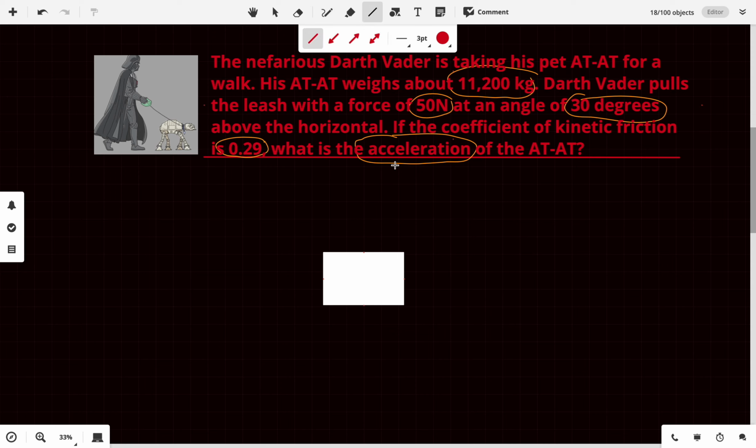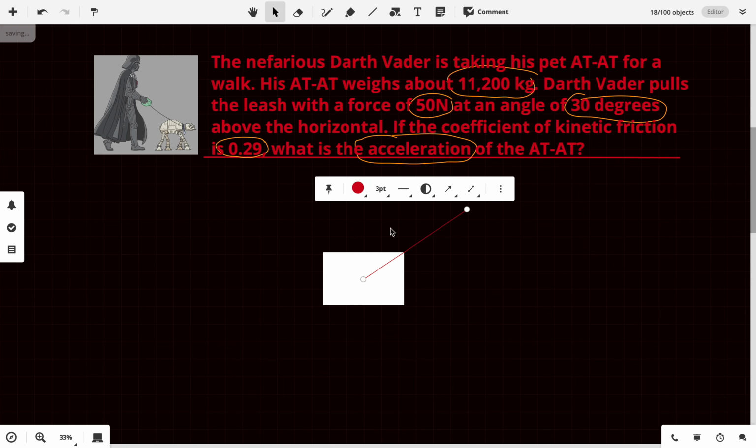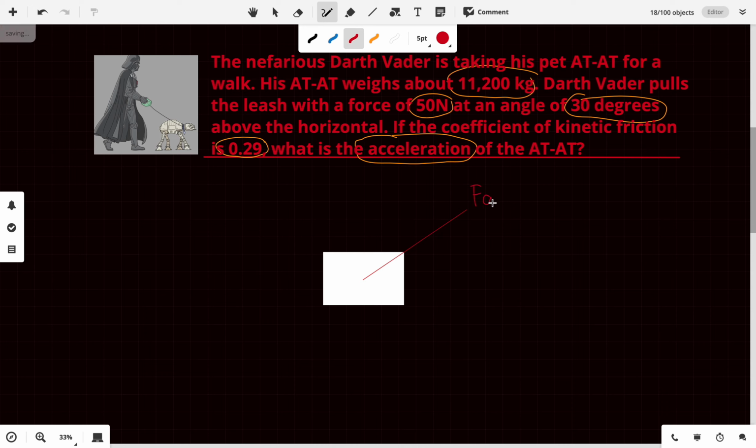The first force that we have is the applied force, which is at an angle. It's going to be FA, and since it's at an angle, there are going to be two components to it, the vertical and the horizontal. I'm going to label this as FA. This is FAY, and this is FAX.